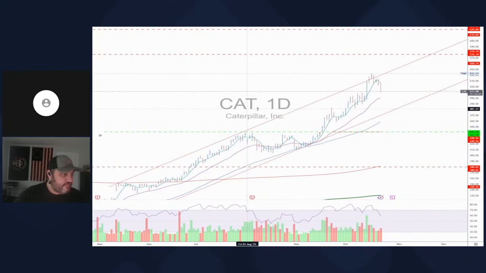An old Caterpillar, not a name people usually get super excited about. I'll grant you that. You don't brag to your friends at the bar that you traded Caterpillar if you're a day trader usually, but as a swing, it's acted phenomenally well.